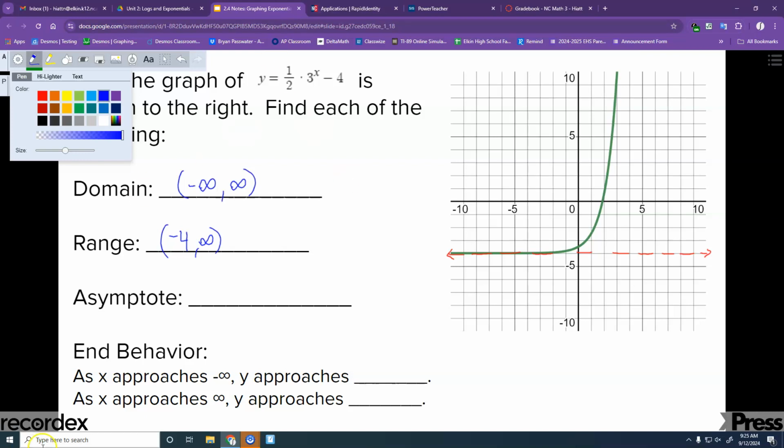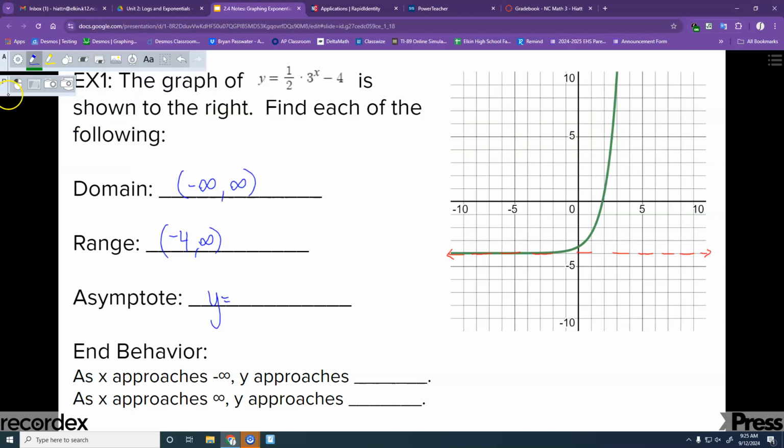We wrote down y equals what number? -4. Okay? For a horizontal asymptote, it's always y equals whatever the number is. Okay? And then end behaviors, the last thing we got to do for that, as x approaches negative infinity. So negative infinity on the x-axis is over here on this side. That is the left side of this graph. As I go to the left side right here, what's happening to my y values?